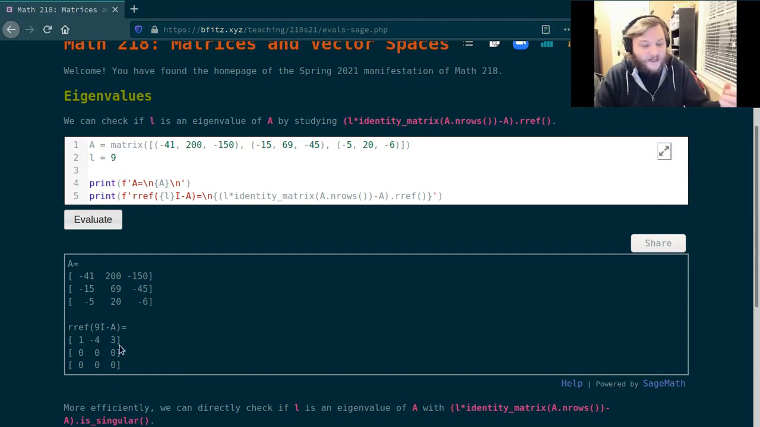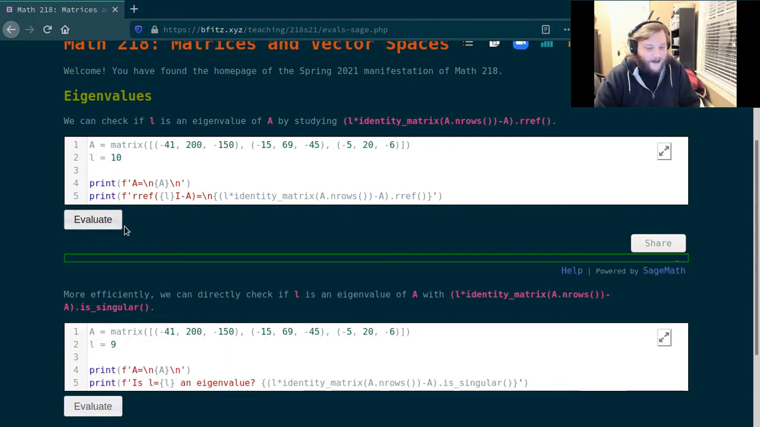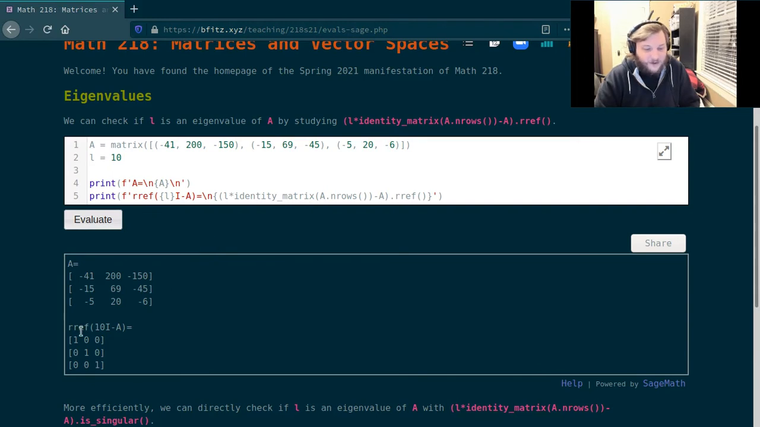Alternatively, you can see that the nullity is 2. There are 2 non-pivot columns. So that tells us, since 2 is bigger than 0, that 9 is an eigenvalue of A. If I mess around here, so if I put 10, let's see what happens. So I'm changing L from 9 to 10. If I click evaluate, I see that the reduced row echelon form of 10 times the identity minus A is equal to the 3x3 identity matrix, which has rank 3, and therefore, since the size is 3, is non-singular. So 10 here is not an eigenvalue of A, but 9 is.